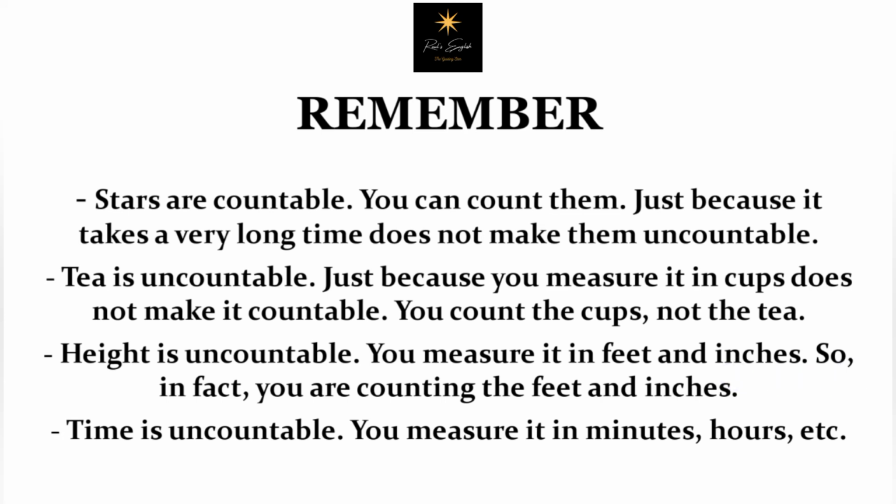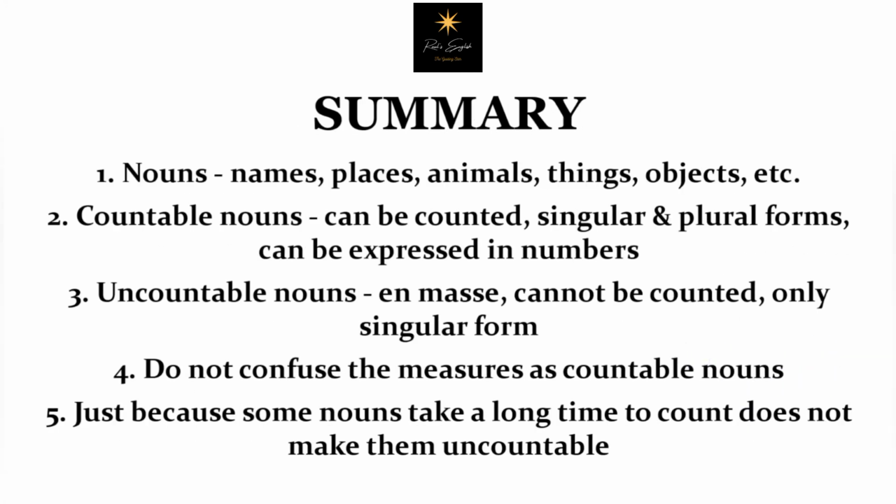So let's just summarize what we have learned in this video. Nouns are names, places, animals, things, objects, concepts, ideas, etc. Anything that is a thing is a noun. A countable noun can be counted. It can be expressed in both its singular and plural form. Can be expressed in numbers. Uncountable nouns, on the other hand, are en masse, in one big thing. Cannot be distinguished, cannot be separated. You do not know where something starts and something ends. It's all one big thing. Only singular form.